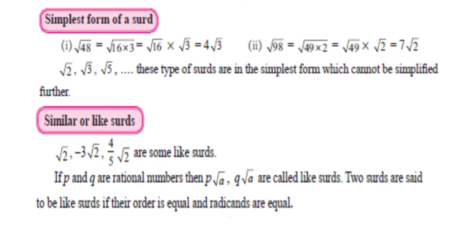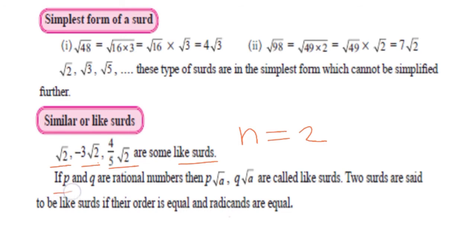Similar or like surds. Root 2, minus 3 root 2, 4 upon 5 root 2 are some like surds. Why are these like surds? Here order is equal, order is not given, means n is equal to 2, and radicand is same, here 2, here 2, here also 2. That's why these surds are like surds or similar surds.